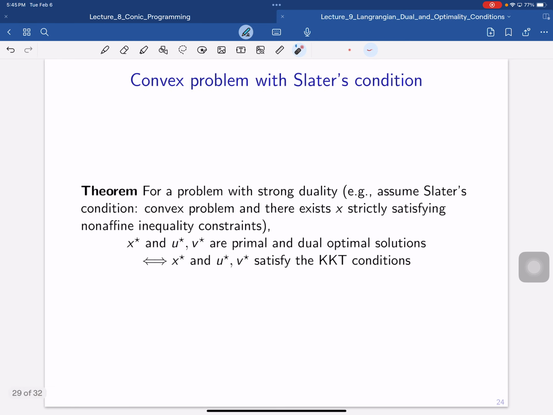Just to summarize, if we have a convex problem with Slater's condition, then you can show that the KKT conditions are both necessary and sufficient. Right? This is just a restriction to convex problems. Then you can argue that KKT conditions are necessary and sufficient. When you have a non-convex problem, then KKT conditions are not sufficient. Right? Whether they are necessary or not will depend on whether you have constraint qualification or not. Okay.